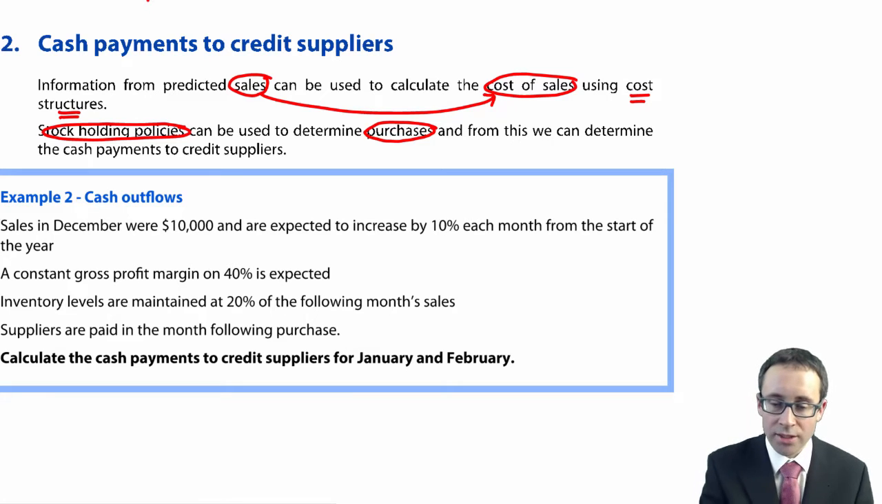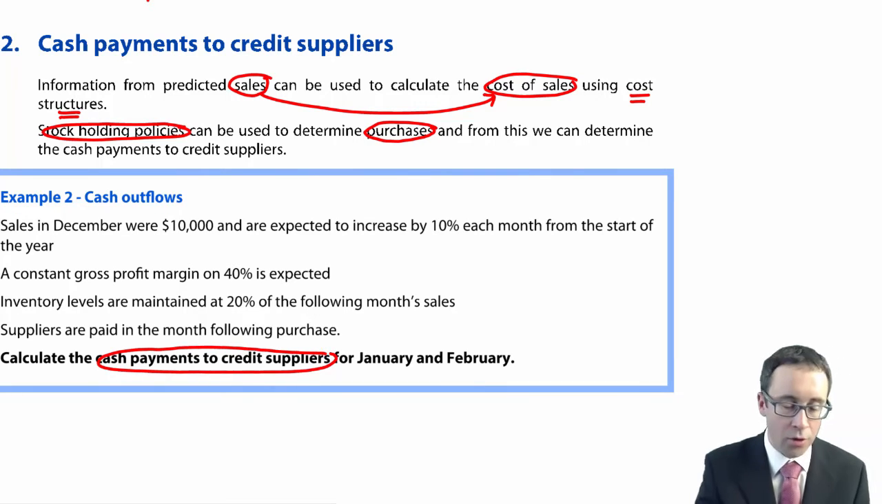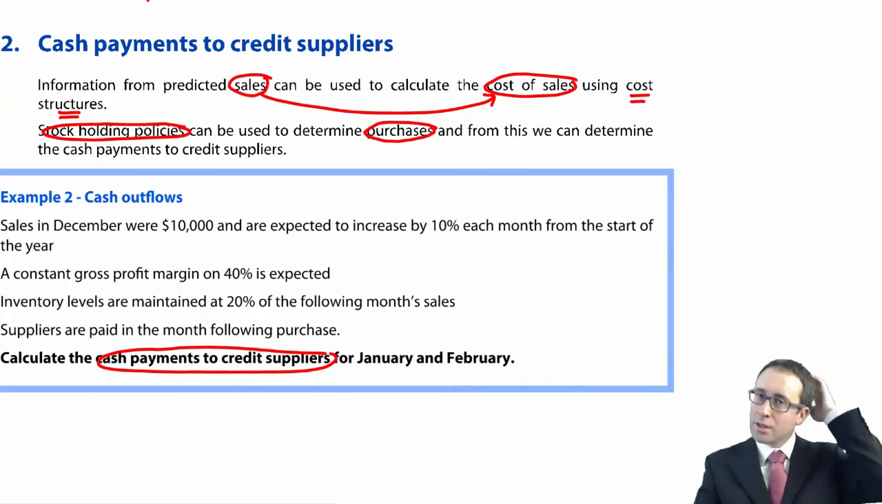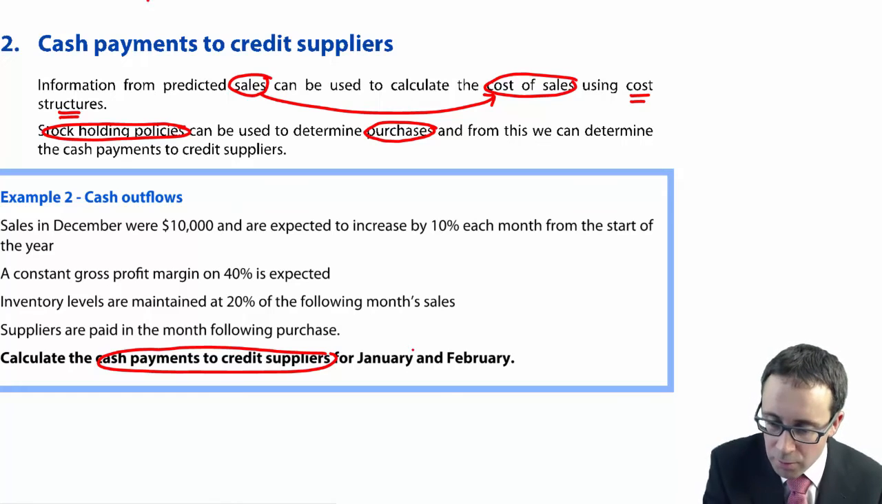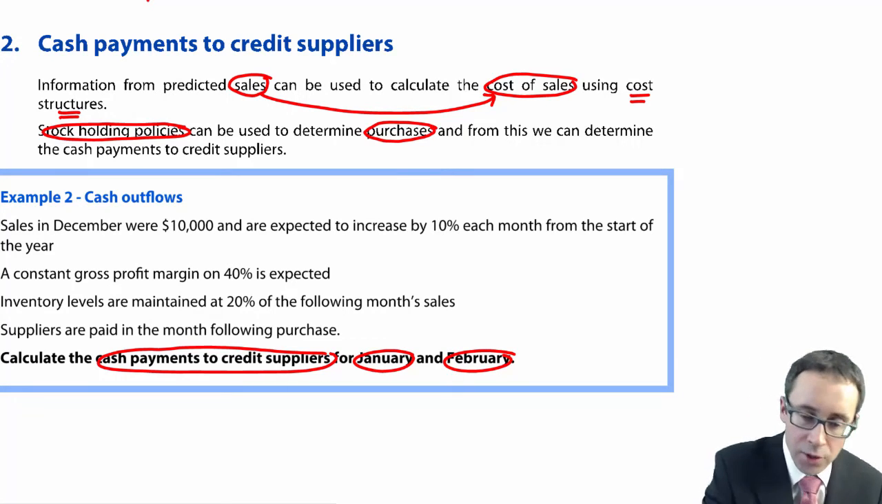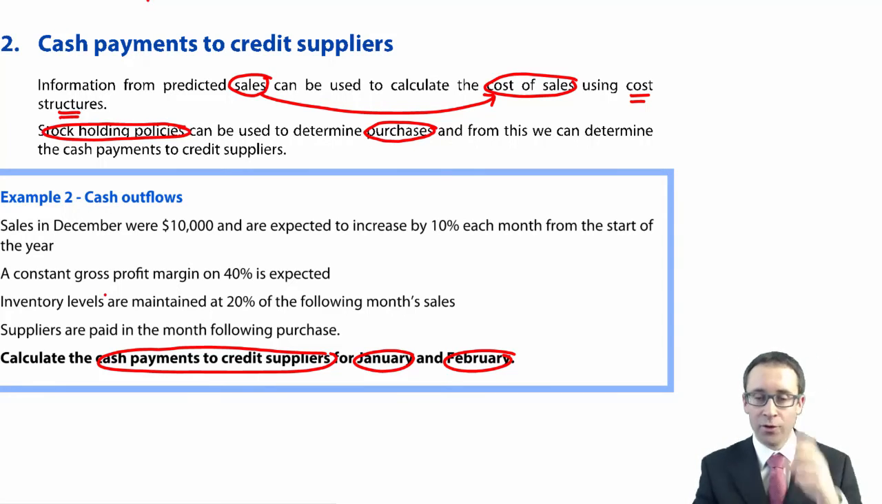Okay, so it wants the cash payments to credit suppliers. So I'm not worried about your cash payments just as direct cash purchases. Okay, it's looking there at your credit suppliers. Again, for 2 months, is it there January and is it February? Okay, you can see there that we have exactly the sales policy, or the same sales policy as before. 10,000 in December and 10% increase for each year, for each month from the start of the year.